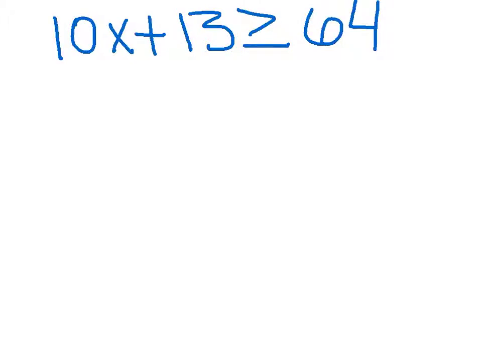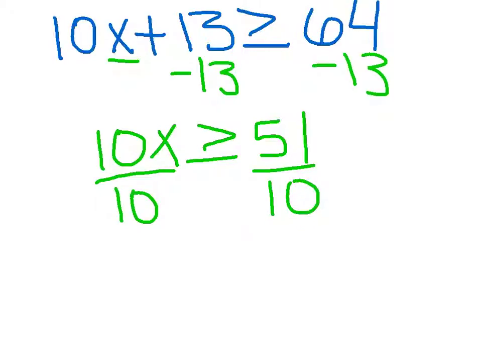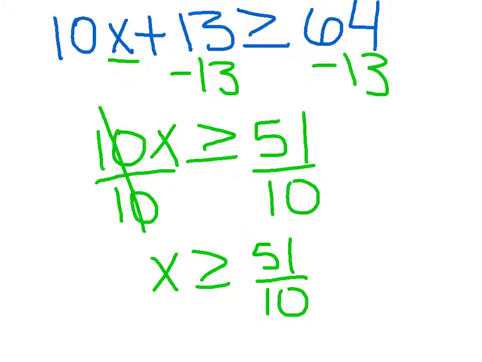Now that we have our equation, we are going to solve for our variable x. The first step is to subtract 13 from both sides, leaving us with 10x on the left, which is greater than or equal to 64 minus 13, which is 51. To isolate x, since 10 is being multiplied by x, we divide both sides by 10. So the 10s divide to 1, and we are left with x greater than or equal to 51 over 10.